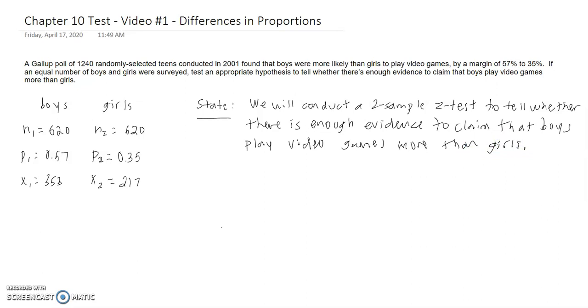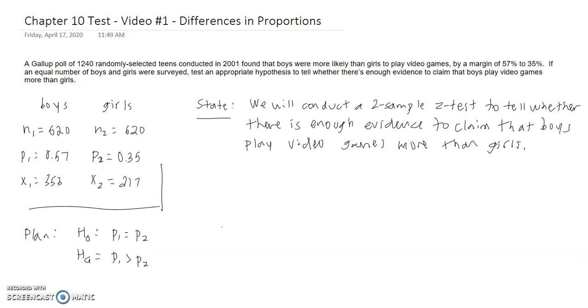So as part of our plan step, we are going to want to outline our hypotheses, as that's what we will be testing today. So our null hypothesis, H naught, is going to be that the two proportions are equal. Because we're testing whether there's evidence to claim that there's this difference that boys have greater. So our alternative hypothesis is therefore going to be that P1 is greater than P2. The proportion of boys who play is greater than that of girls.